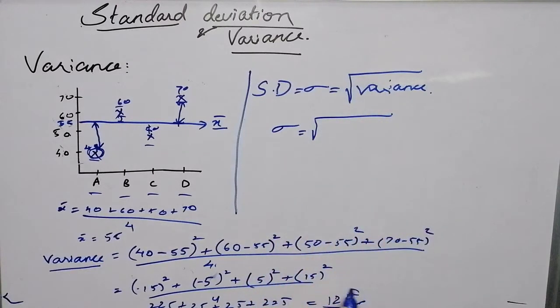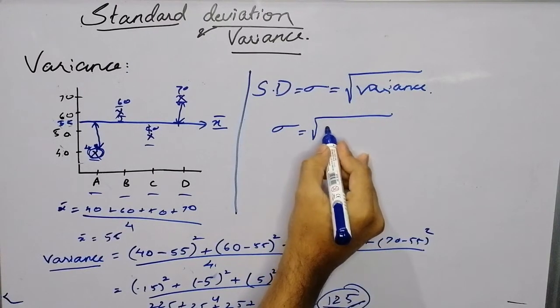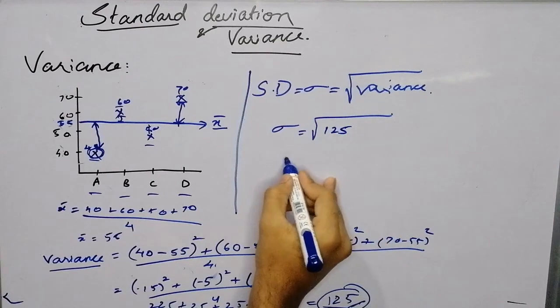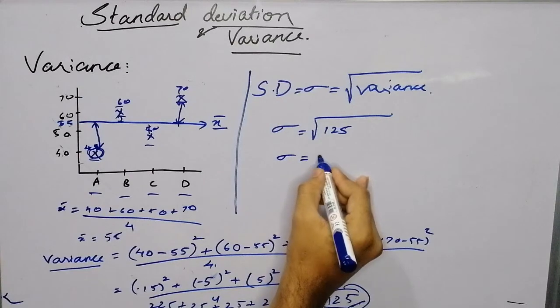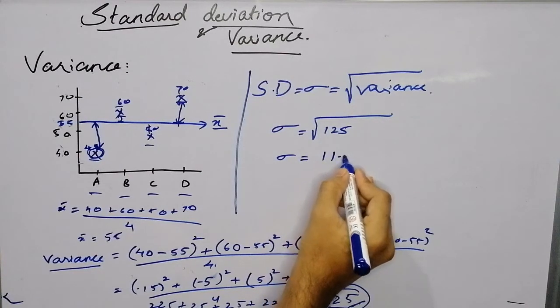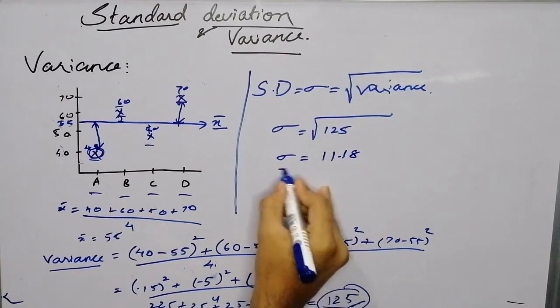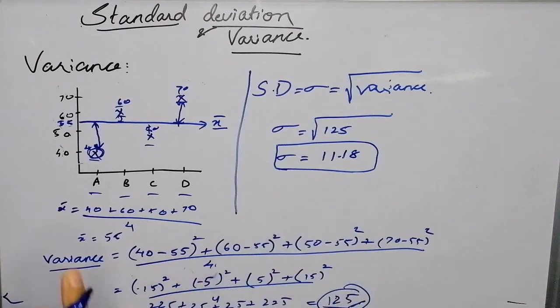So we got the variance over here as 125. Let me just substitute it over here. So we'll be getting the value of standard deviation as approximately 11.18. So this is how we calculate the standard deviation of any particular data.